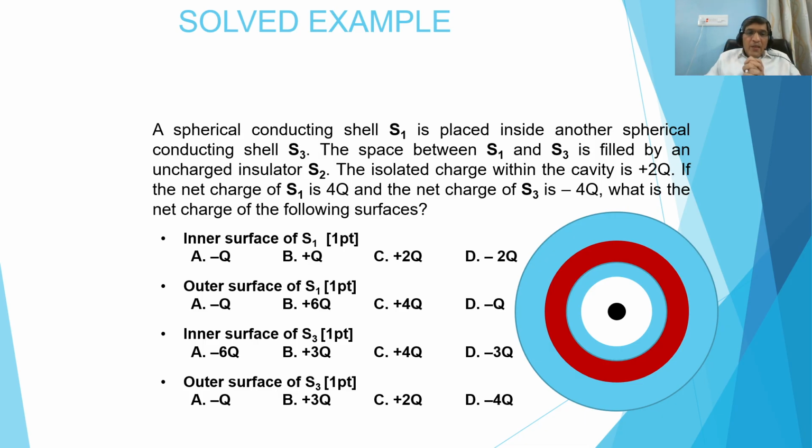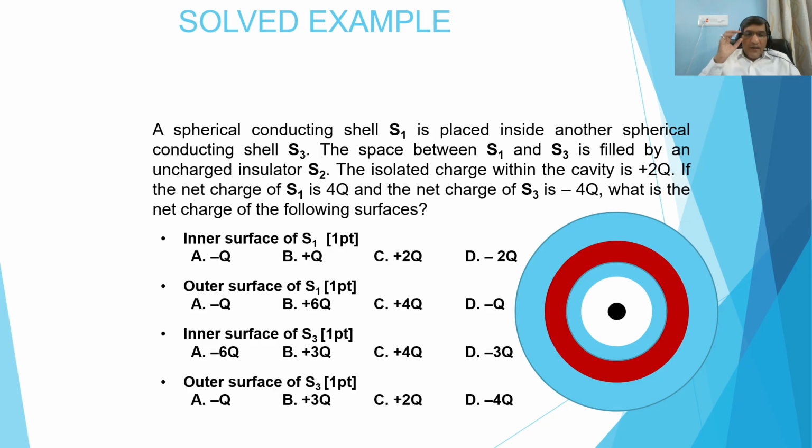So option 1 is the inner surface of S1 has a charge minus q or plus q. As you calculate by yourself, the correct answer is minus 2q. The inner surface is minus 2q. I will just explain this part. Basically, in the cavity we have a plus 2q charge. This charge attracts the minus 2q charge so that the electric field is zero inside the smaller blue circle. So on the inner surface of S1 we have a minus 2q charge.